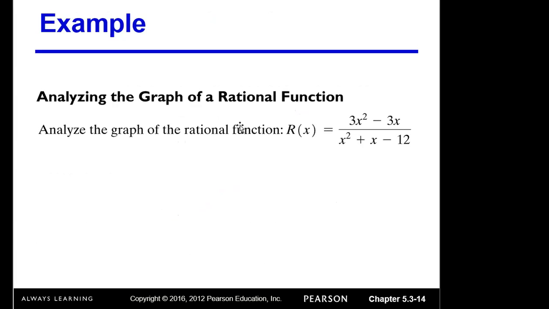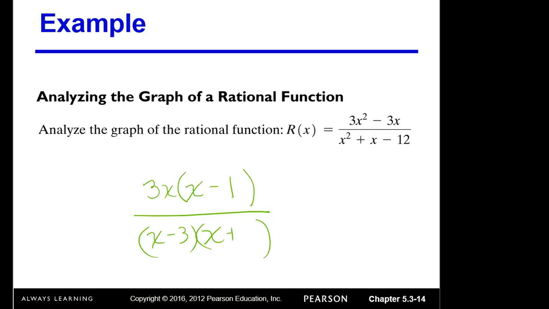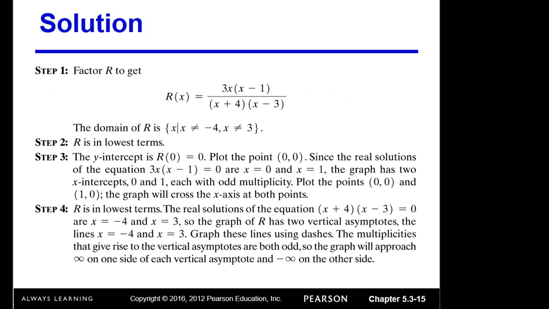The first thing they're going to ask you to do is to put it in factored form. So I can factor out a 3 and an x from the numerator. That'll leave me with an x minus 1. And my denominator, I'm going to unfoil this one. I need 2 factors of negative 12 that add up to positive 1. So that'd be a negative 3 and a positive 4. So that's the first thing they do here. There it is. They factored it out.